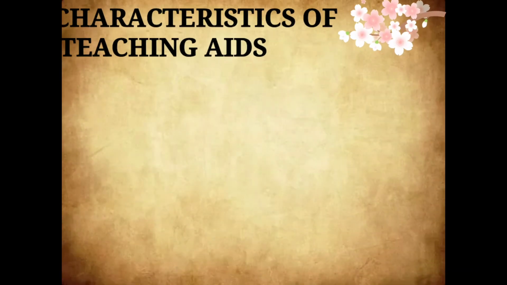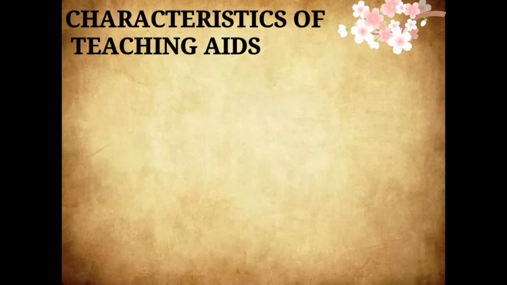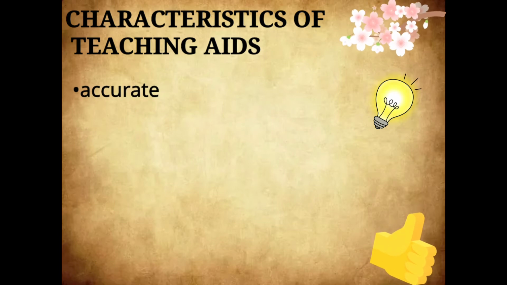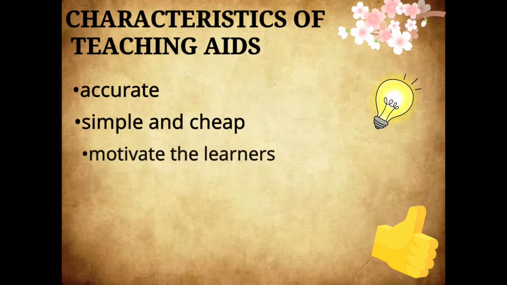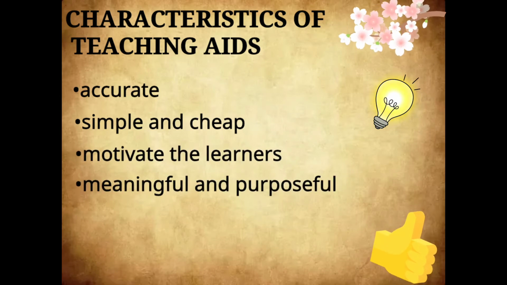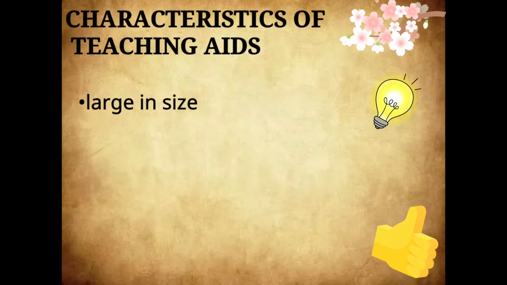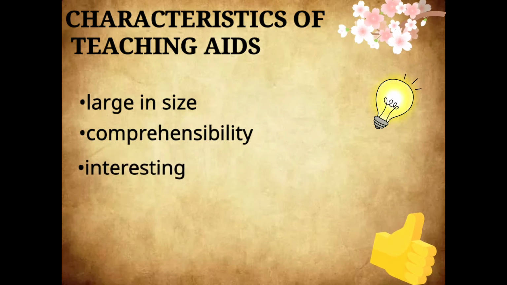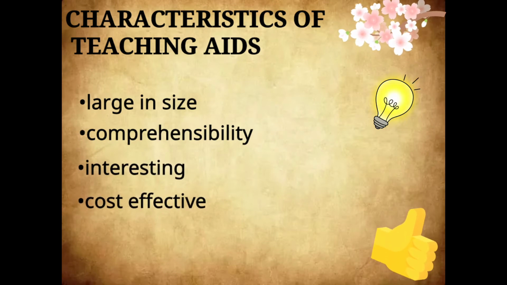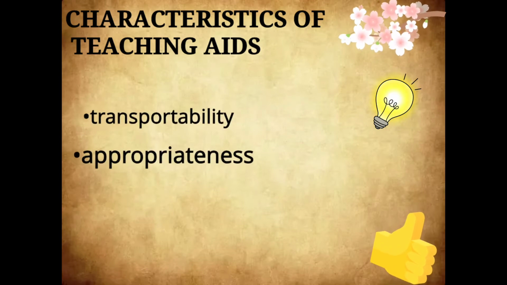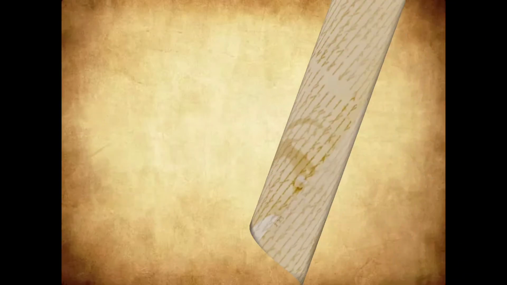So I'm going to share with you the characteristics of teaching aids, basically the advantages. It is accurate for both teachers and learners. It is simple and cheap. It will motivate the learners. Meaningful and purposeful. It is improvised. Large in size. Comprehensibility. Interesting. Cost effective. Availability. Transportability. Appropriateness and relevance.